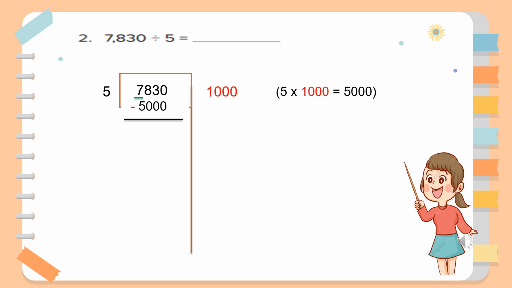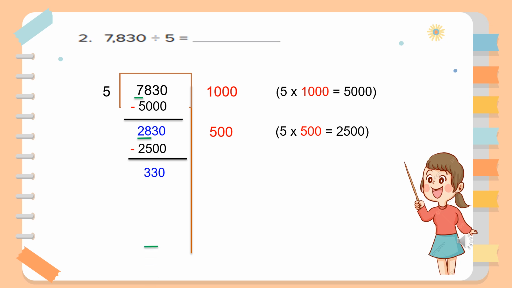So the minus equals 2,830. So now we need to search about the nearest number. So we can say 5 times 500 equals 2,500. So we make minus now and put 500 out. It equals 330.